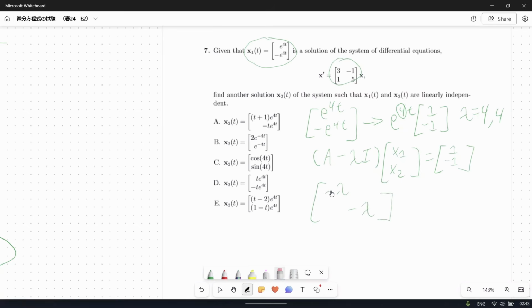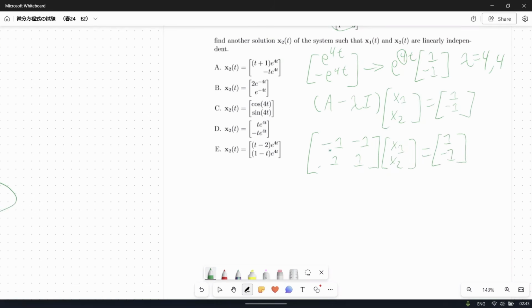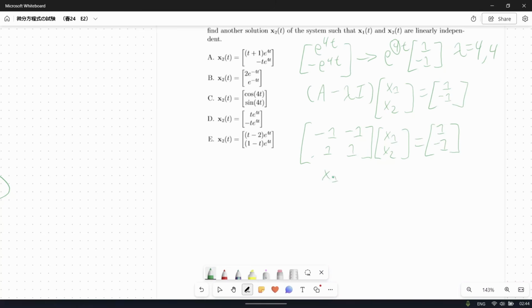So when we plug everything in, we end up with an equation that looks like this, where when lambda is equal to 4, 3 minus 4 is negative 1. So negative 1, negative 1, 1, and 1 times x sub 1 and x sub 2, and set that equal to 1 and negative 1. And you can pick either the top row or the bottom row for this. I'm going to pick the bottom row because I just like not having negative numbers. So you'd have x sub 1 plus x sub 2 is equal to negative 1.